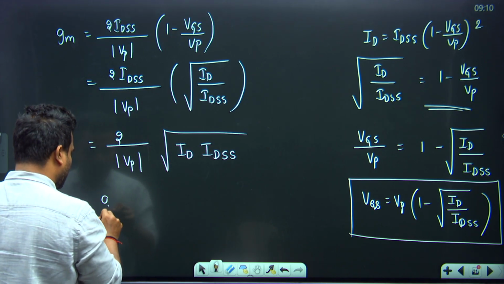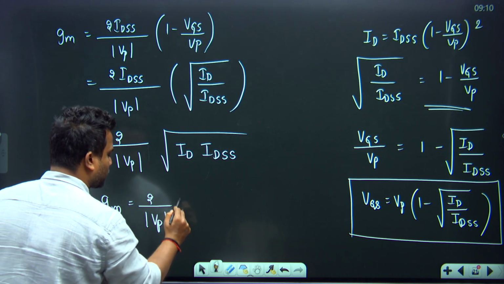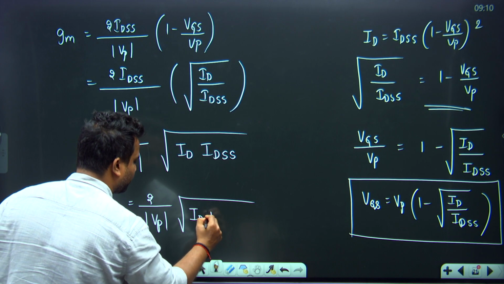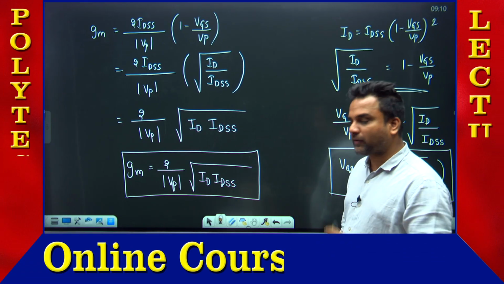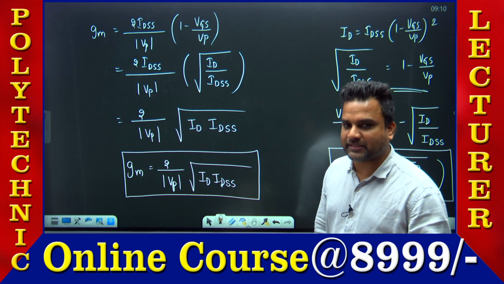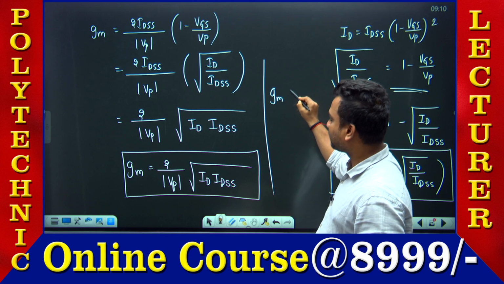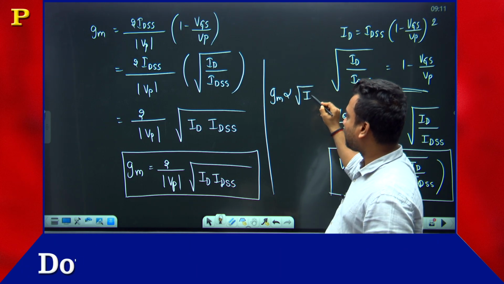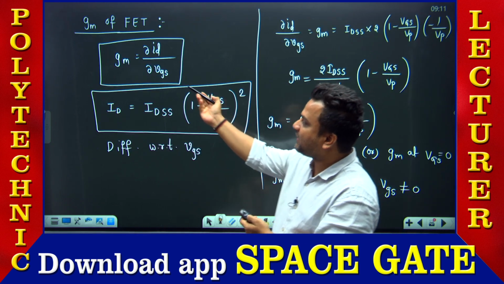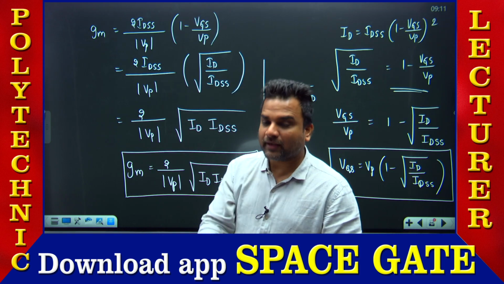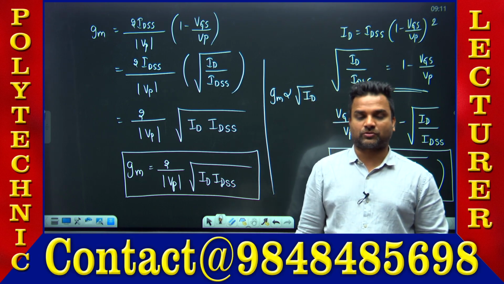That means guys, GM has one more formula, 2 by mod VP square root of ID IDSS. Now guys, here you see this formula. What is transconductance GM? It is directly proportional to ID. What is ID? Of course it is the drain current, and transconductance is directly proportional to it. But exactly, GM is directly proportional to square root of ID. This is very important for exams.